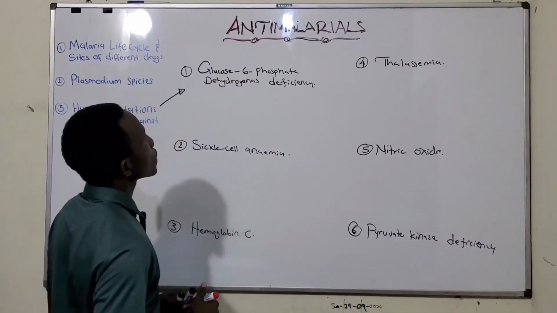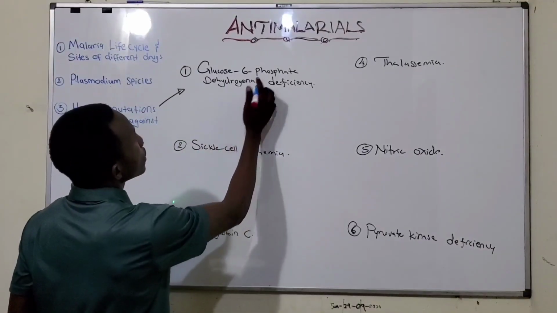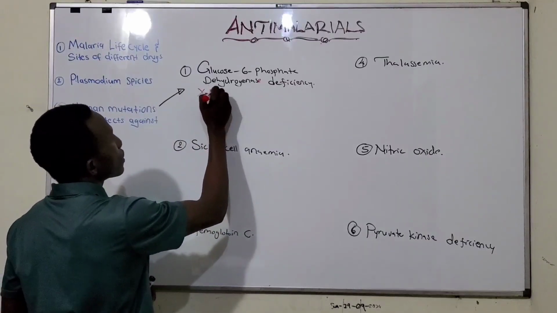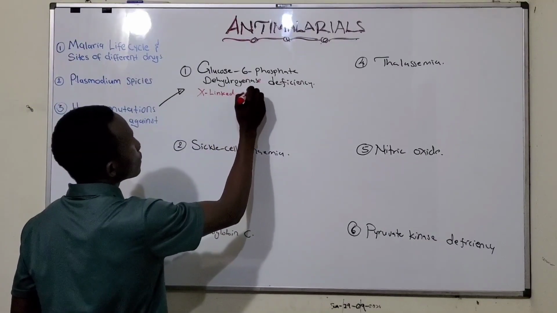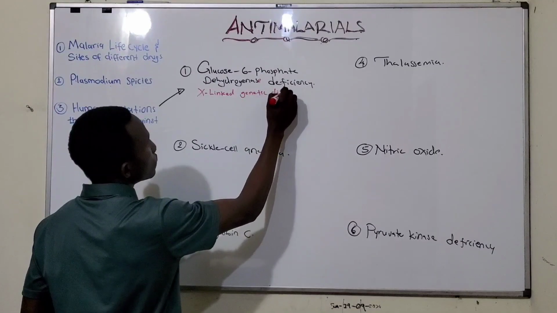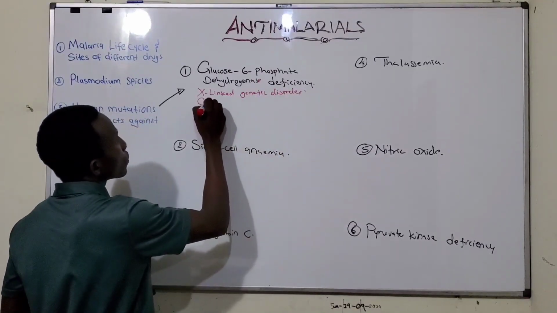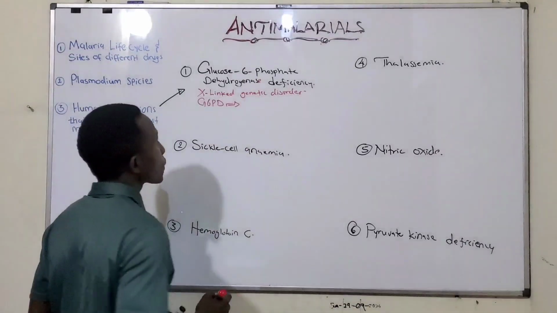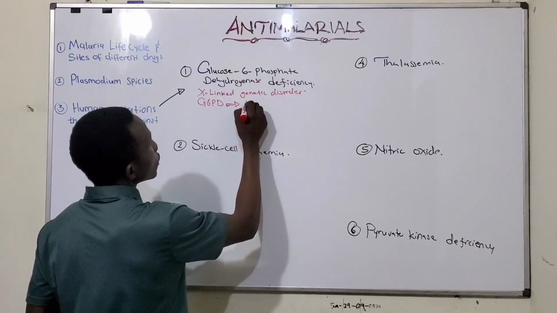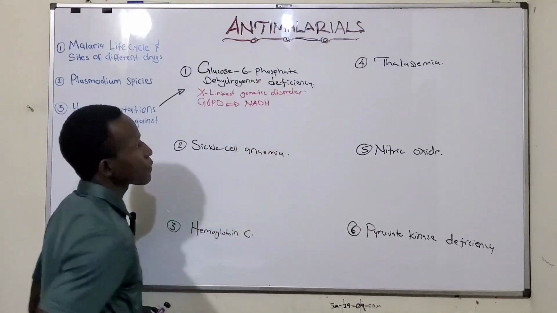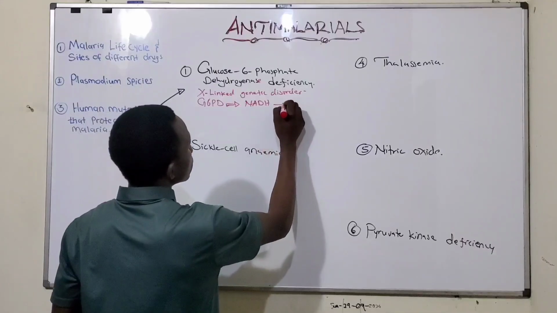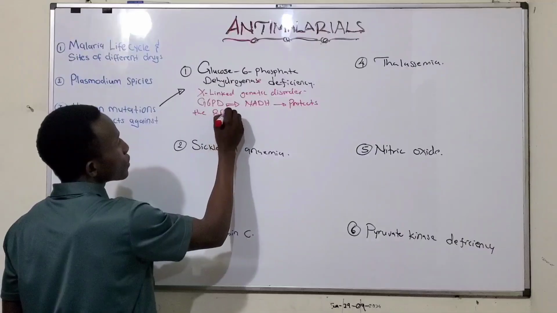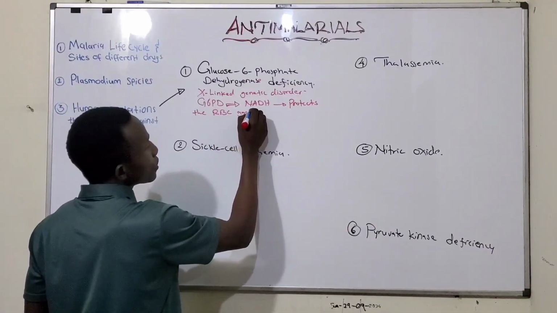Let's begin with the glucose 6-phosphate dehydrogenase deficiency. Remember, this is an X-linked genetic disorder. And glucose 6-phosphate dehydrogenase, this enzyme is produced in the pentose phosphate pathway and is responsible for the production of NADPH. This NADPH protects the red blood cells against oxidative damage.